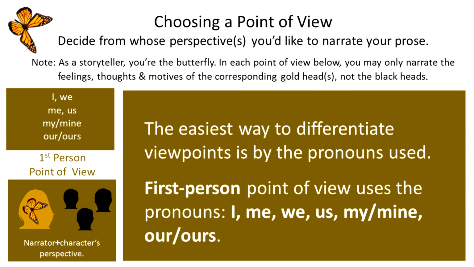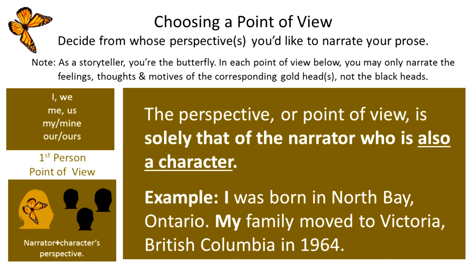The easiest way to differentiate viewpoints is by the pronouns used. First person point of view uses the pronouns I, me, we, us, my, mine, ours, and our. The perspective or point of view is solely that of the narrator, who is also a character. Example: I was born in North Bay, Ontario. My family moved to Victoria, British Columbia in 1964.